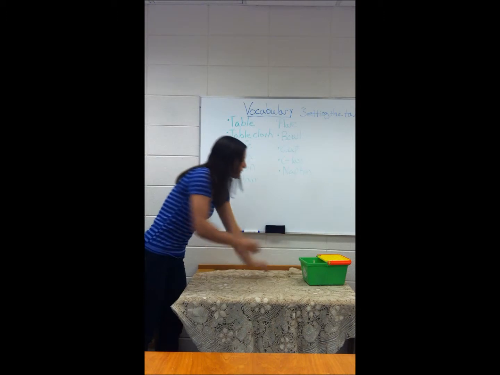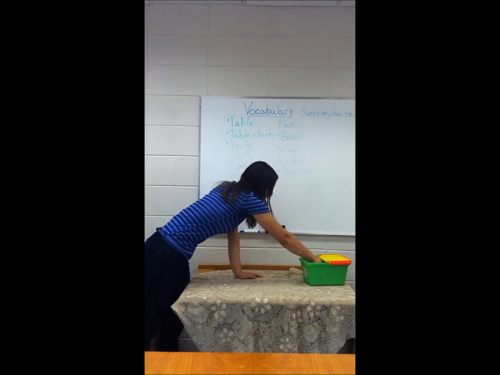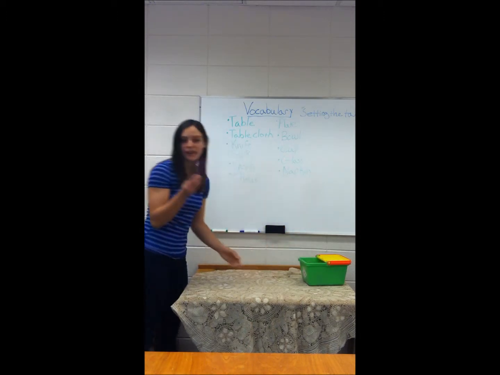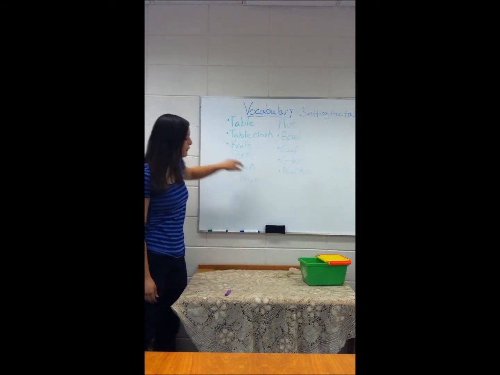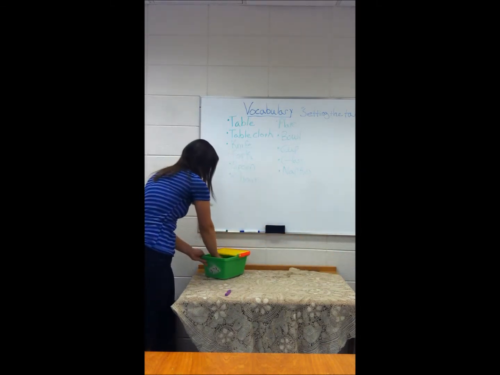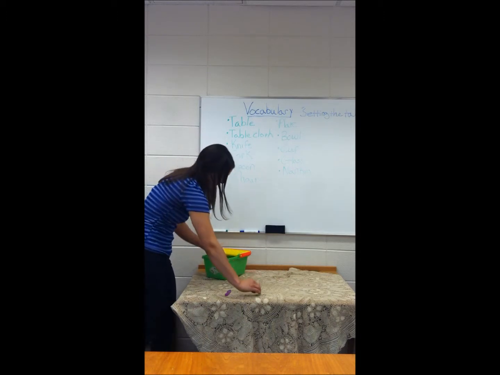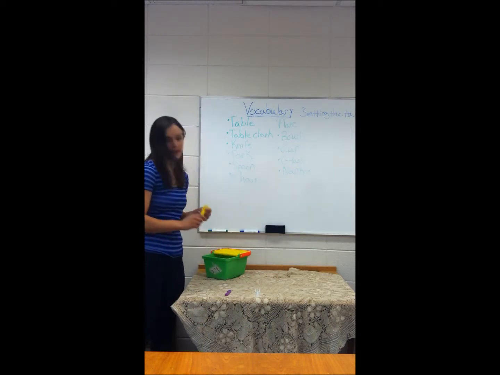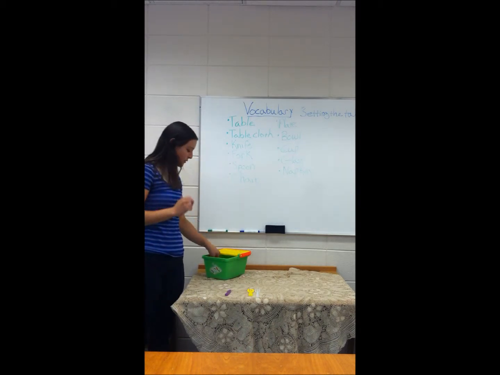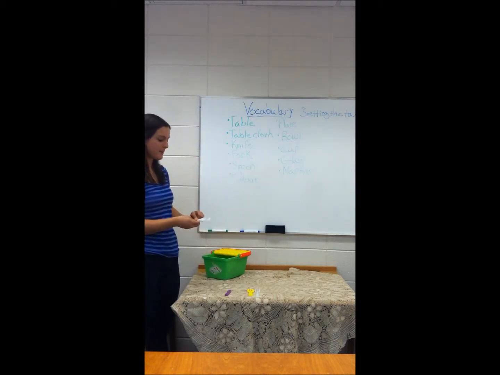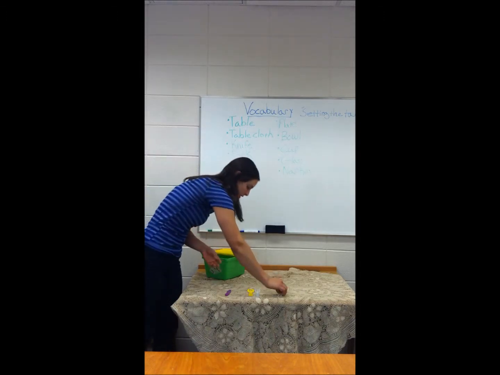Okay, next we have knife. So these are kind of play items, but this is a knife. Can we kind of imagine a knife? All right? Next we have a fork. We have a spoon. Can we say spoon? That's kind of a hard one. Spoon. Yeah? And here we go, some objects.